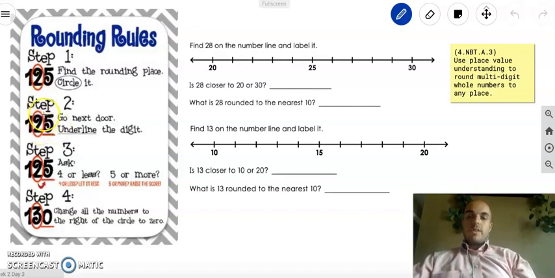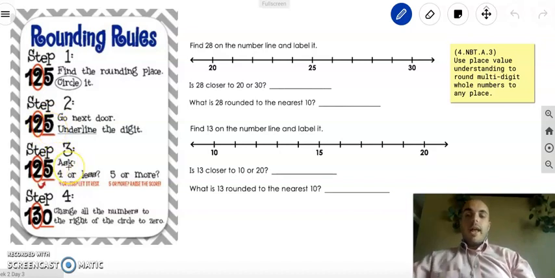So step two, we're going to go next door. I don't mean go to your neighbor's house and knock on the door. I mean next door as in the place values. We're going to go next door to the right. We're going to underline that digit. In this instance, we're going to underline the 5 in the ones place.